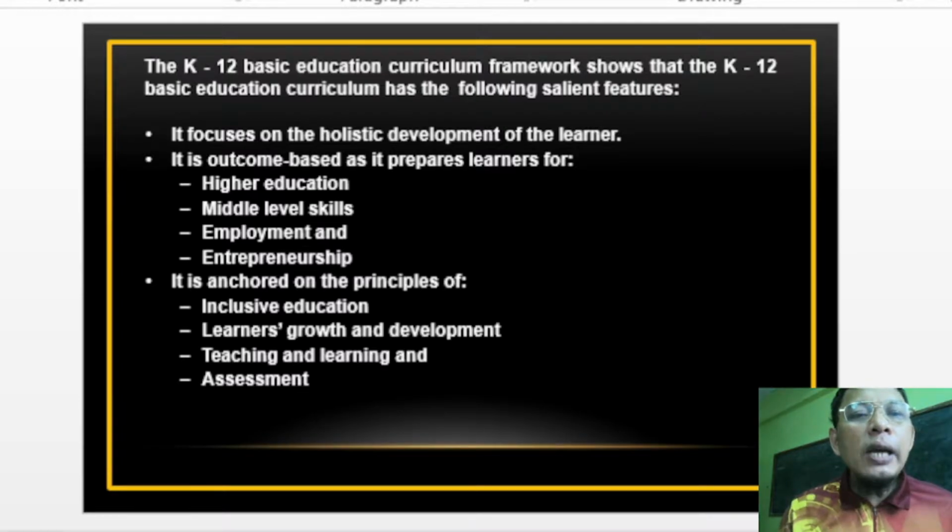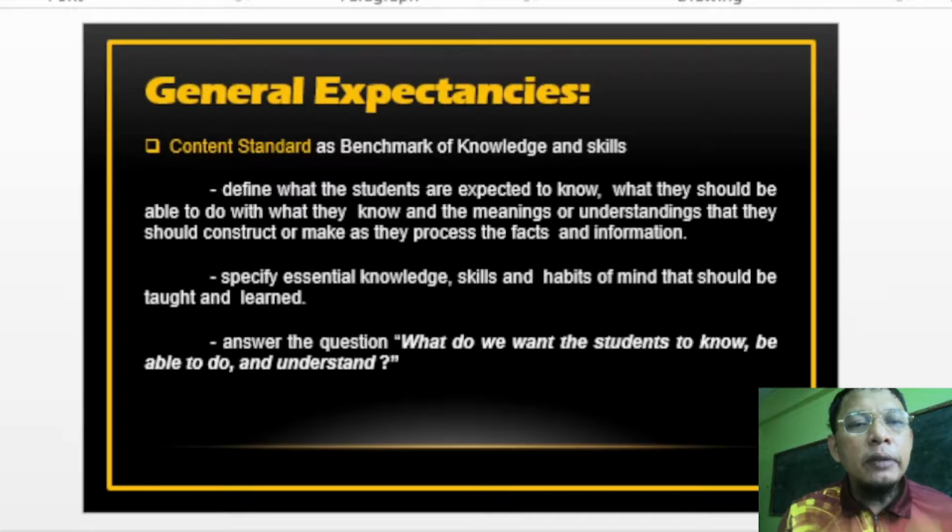Okay, the K-12 basic framework focuses on the holistic development of the learner. It means the physical, mental, and spiritual development of the learner. It is outcome-based. It prepares learners for higher education, middle-level skills, employment, and entrepreneurship. It is anchored on the principle of inclusive education, so education for all, EFA. Learning, growth and development, teaching and learning, and assessment.